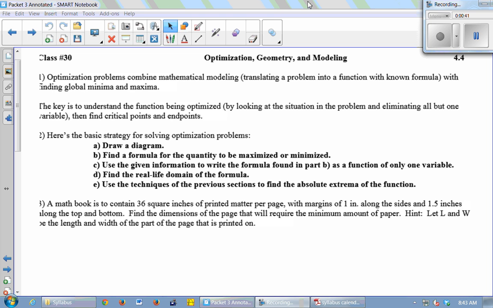So the key is to understand the function being optimized by looking at the situation in the problem and eliminating all but one variable. Then find critical points and endpoints. So the basic strategy for solving an optimization problem is to first draw a diagram. Then find a formula for the quantity that's trying to be maximized or minimized. If you want to maximize volume, find a formula for volume. Then use all the given information to write that formula as a function of just one variable, right? Like volume would be length times width times height, but that's 3 variables. You can only have 1 variable.